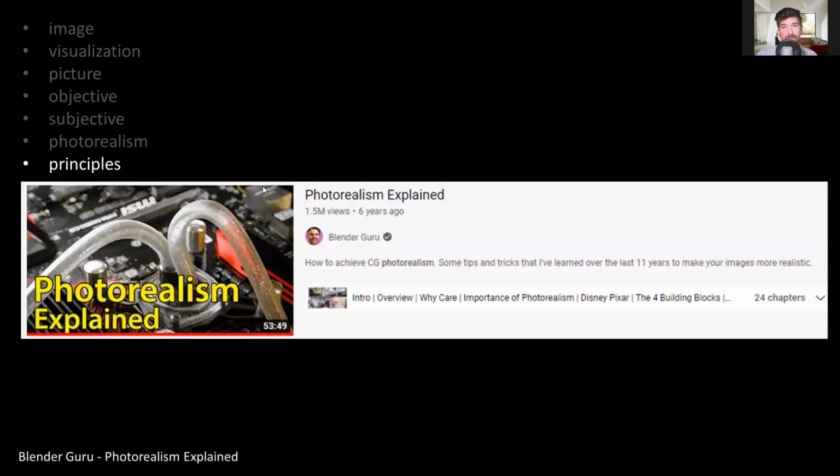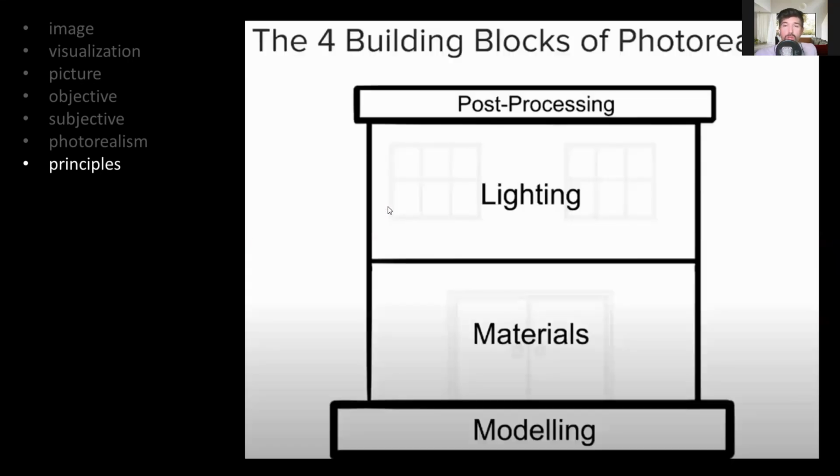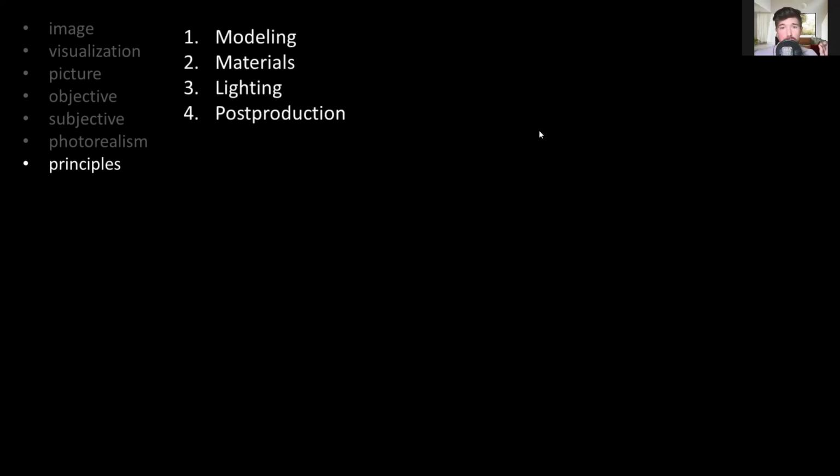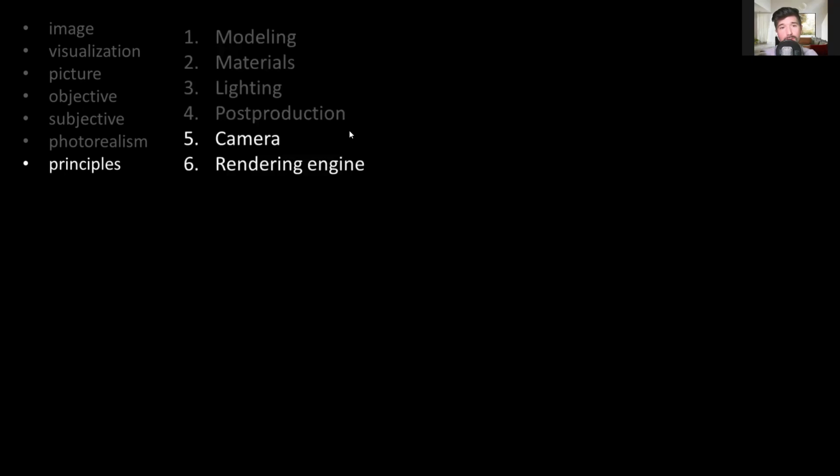Lastly, we can take a look at the experts who have been using and making photorealistic depictions, such as Blender Guru, who published a video called Photorealism Explained, where he mentions that you should have 4 building blocks of photorealism, which are the modeling as a basis, then the materials, lighting, and post-processing. So when we take a look at his parts, like modeling, materials, and lighting, which is something that has been mentioned in the previous works, and the post-production, we can add to it the camera and the rendering engine, and have these 6 principles as something that is important to create photorealistic depictions.